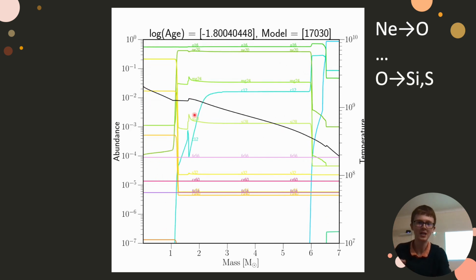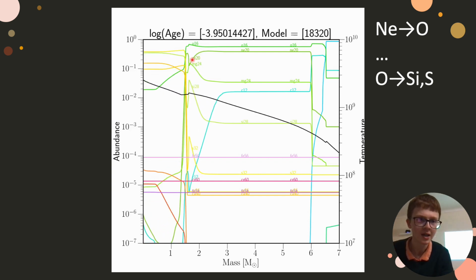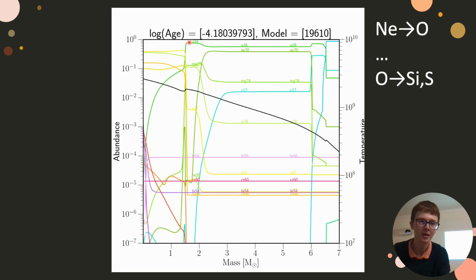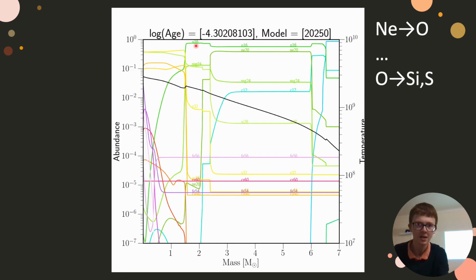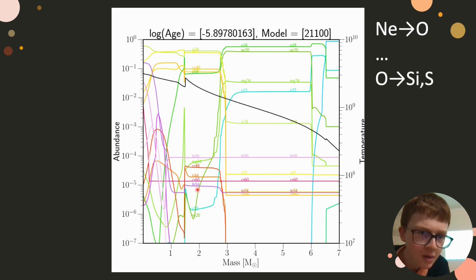Next, we have neon going to oxygen, and then a bit later on we've got oxygen going to silicon and sulfur. So here's neon, that's decreasing there. Oxygen has a bit of a bump here, so it's increasing slightly in abundance. And can I find silicon and sulfur? Oh, no. They're somewhere in there. Anyway, trust me, that's what's happening.